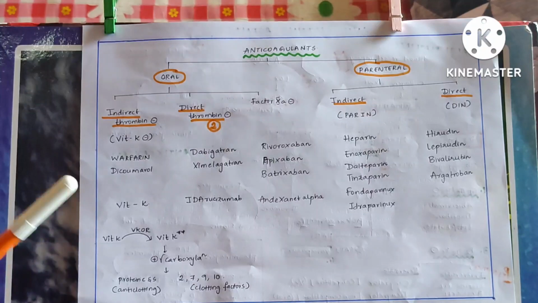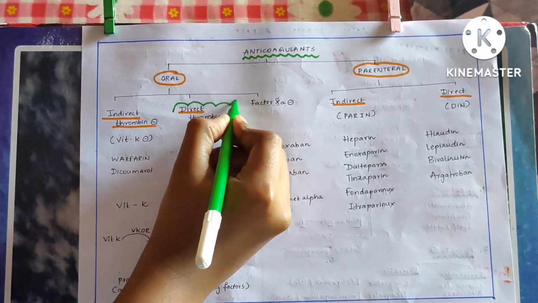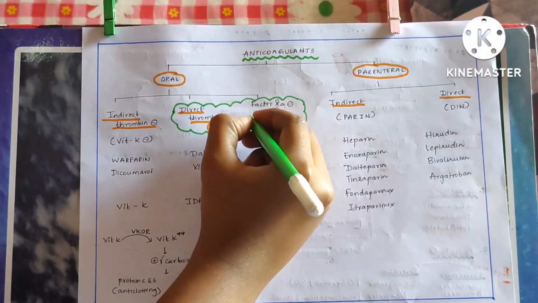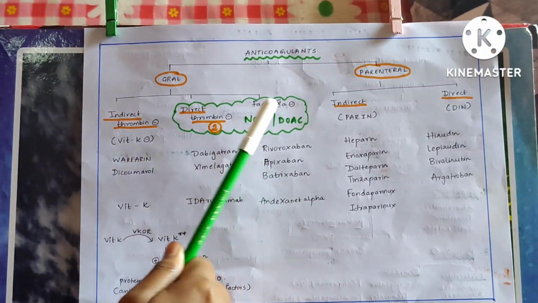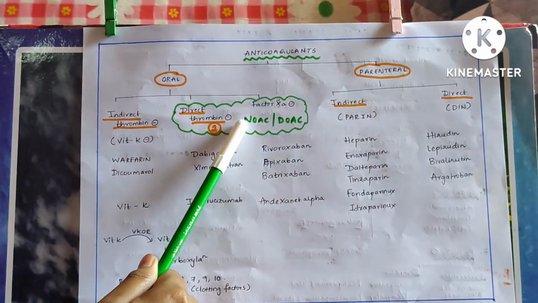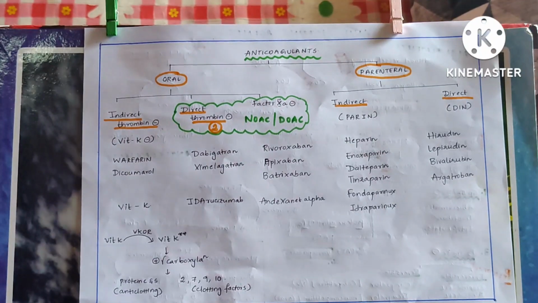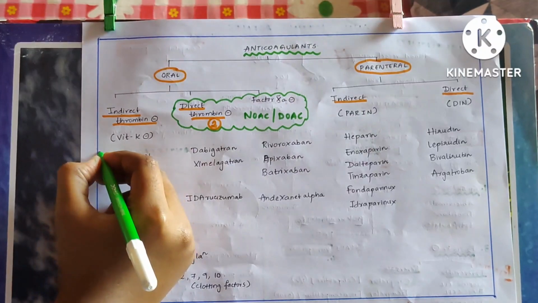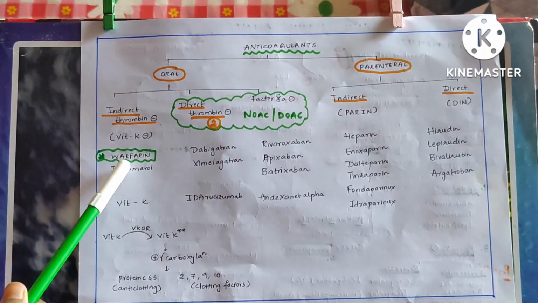This thrombin is factor 2. Now coming to direct thrombin inhibitors and factor 10A inhibitors, these two together are called NOAC or DOAC, that is novel orally acting anticoagulants, or DOAC, directly acting ones. Okay, this is an important point. Direct thrombin inhibitors and factor 10A inhibitors together constitute NOAC or DOAC. Now coming to indirect thrombin inhibitors, they are actually vitamin K inhibitors. The important hero of this entire story is Warfarin. Warfarin is the first hero and Heparin is the second.